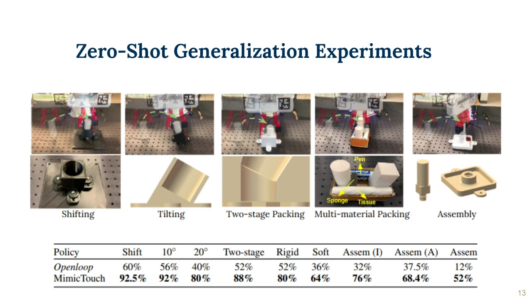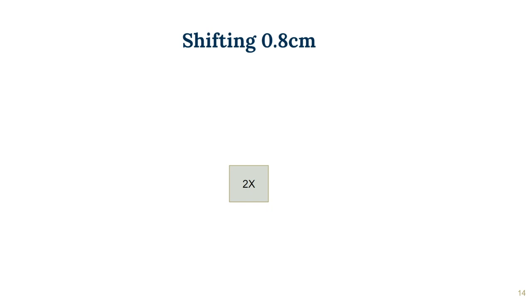We compare our policy with the open-loop policy. We collect 5 different trajectories from the initial setting and test them in the 5 generalization test domains. And we find that all the tests are pretty challenging. With those challenging tests, our MimicTouch framework still has very nice performance.